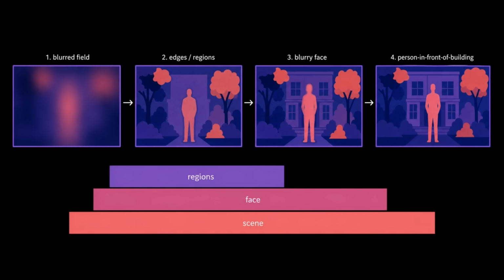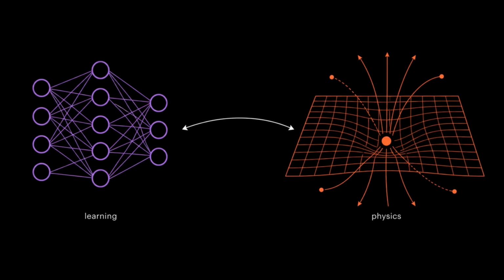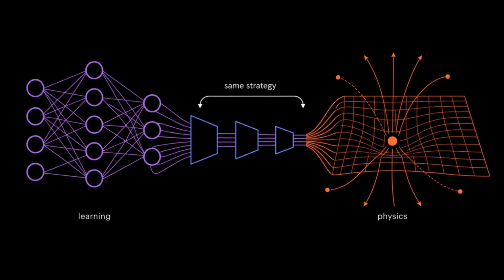Your brain didn't identify every pixel one by one. It moved through layers of understanding. That simple fact turns out to connect two subjects that seem worlds apart: deep learning and modern physics. Here's the surprising idea. One of the main reasons deep learning works is that it uses a strategy very similar to one that physicists use to understand the universe.